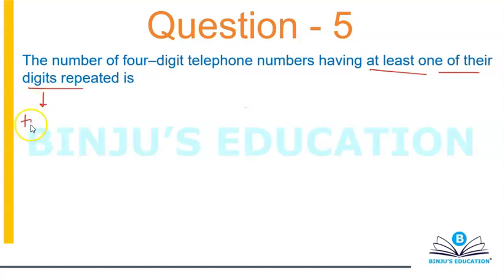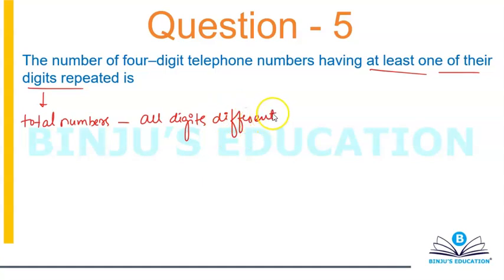That is, you calculate the total numbers without any condition and subtract the cases when all digits are different. So number of 4-digit numbers, you can't have 0 at the first place, right? So that's 9. Then you can have any of the 10 numbers, 10, 10 and 10. So this will basically give you 9,000 possibilities.